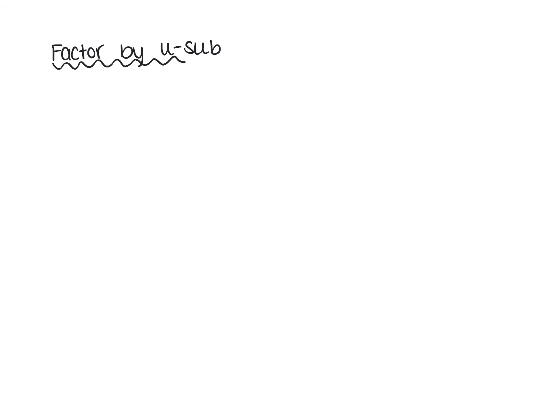So I'm just going to abbreviate and say Factor by U Sub. Now, you'll see why this one's really unique and it doesn't really fall under the categories of all the other ones when I show you the example. So example number one is going to say factor (x squared plus 3x) squared minus 8(x squared plus 3x) minus 20. So right away you can tell that this trinomial is definitely nothing like we've seen before.